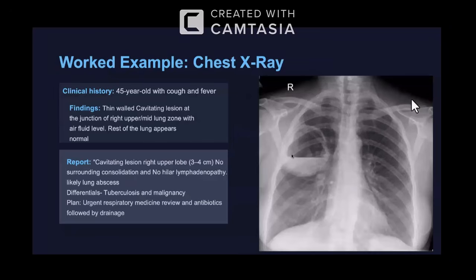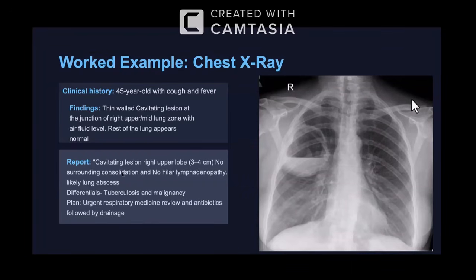I'll just give you an example. What you see here is a plain frontal radiograph of the chest. What you see is a large cavitatory lesion with air fluid levels, probably a thin-walled lesion. I'm not seeing any associated axillary lymph nodes, no other cavitatory lesion. In a 45-year-old with cough and fever, this is how I will describe it in a short case: thin-walled cavitatory lesion at the junction of upper and mid zone of the right lung with air fluid level. Rest of the lung appears normal.